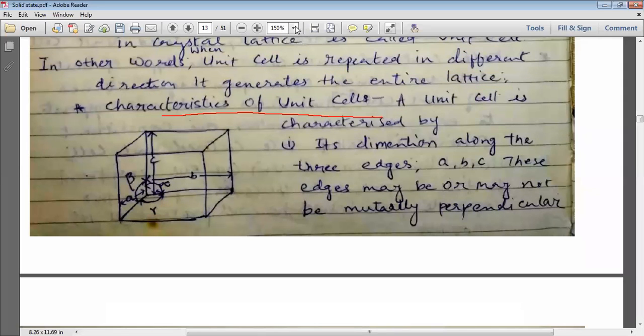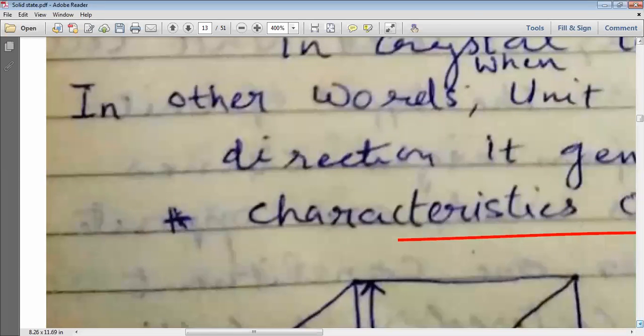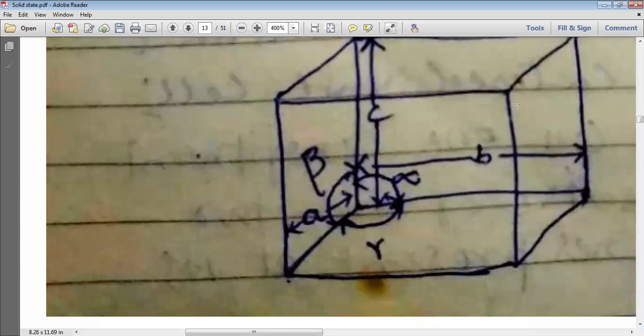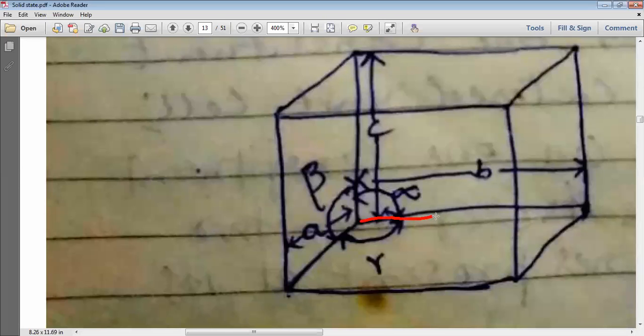To understand the characteristics of the unit cell, my dear students, let us focus on one figure that you can see here on your screen. In this figure, this is the point. Here we have one axis, here another axis, and here the third axis. All these axes make some angles. Suppose we say this is the x-axis, this is the y-axis, and this is the z-axis.